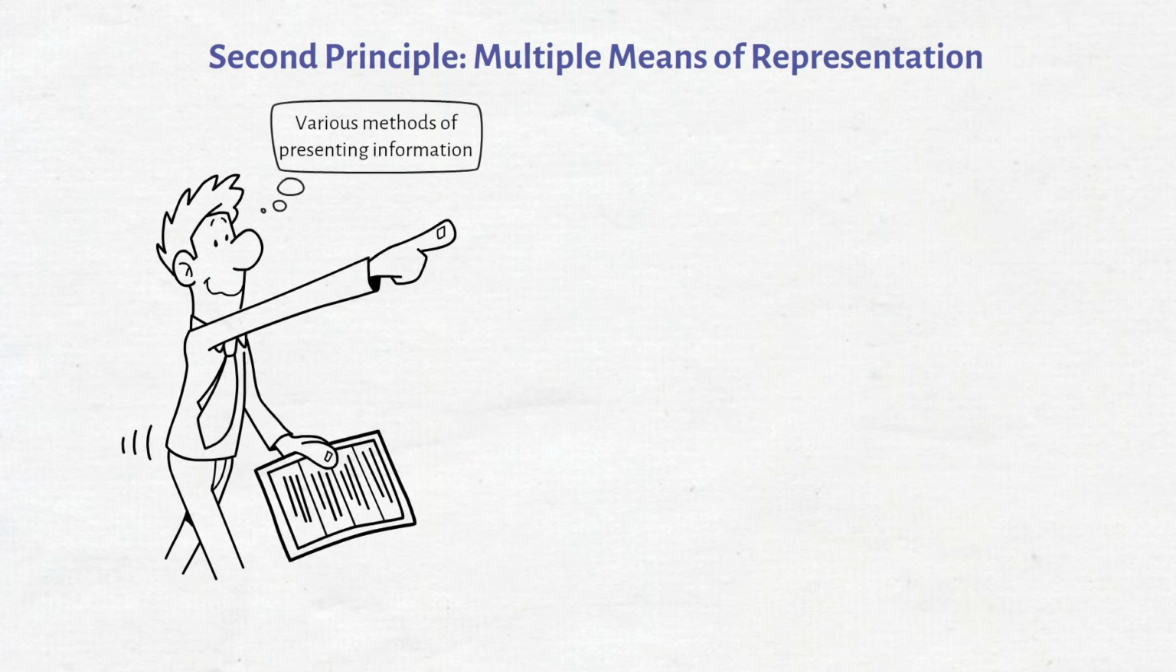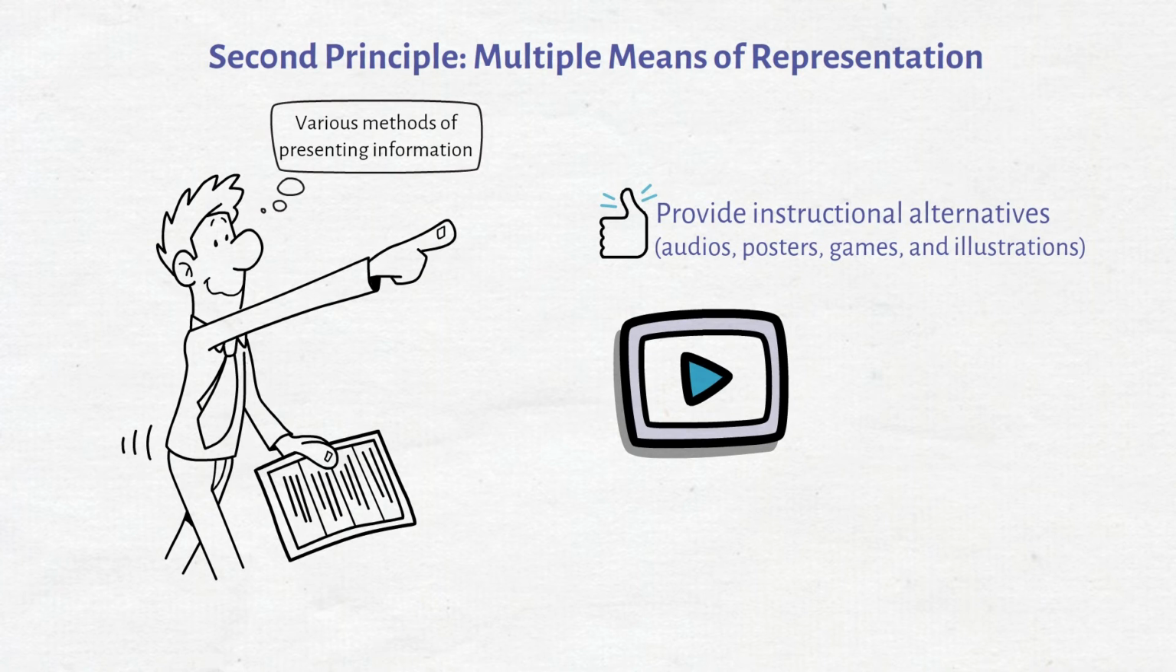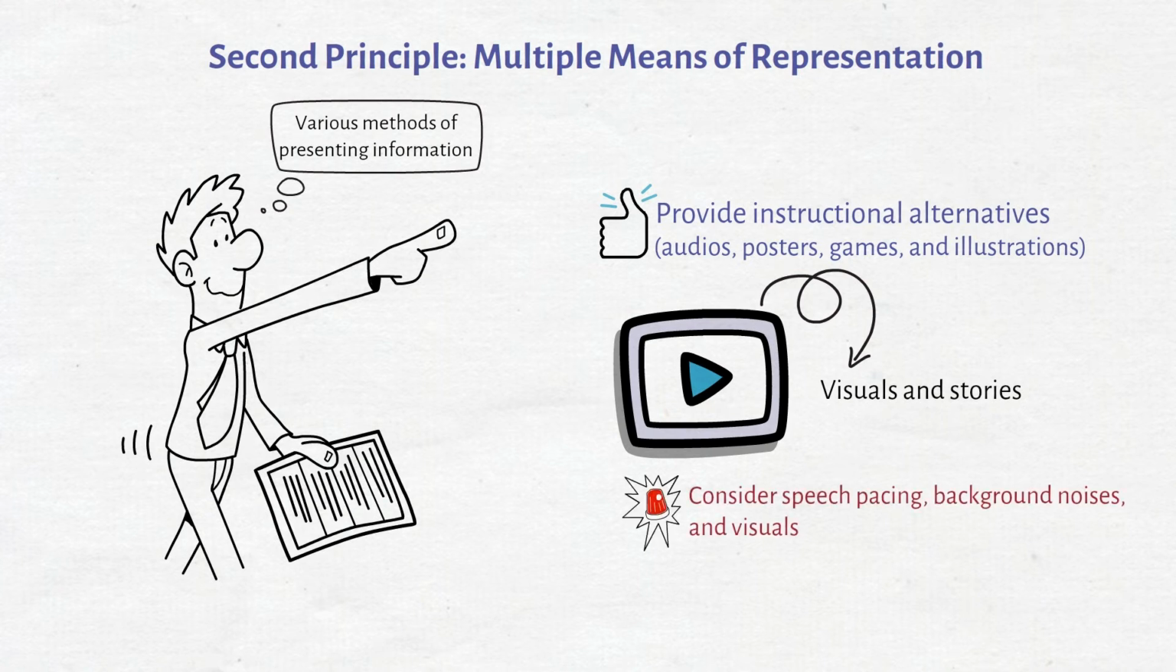The second principle of the UDL framework is to provide multiple means of representation, which encourages teachers to explore various methods of presenting information to reach all students. Instead of only lecturing to students to present instructional content, teachers can provide instructional alternatives through multiple forms of media, such as audio, posters, games, and illustrations. For example, films or movies could be beneficial to students who learn more effectively through visuals and stories. In using audio and video alternatives, it is important to consider elements such as speech pacing, background noises, and visuals to accommodate the needs of all students.